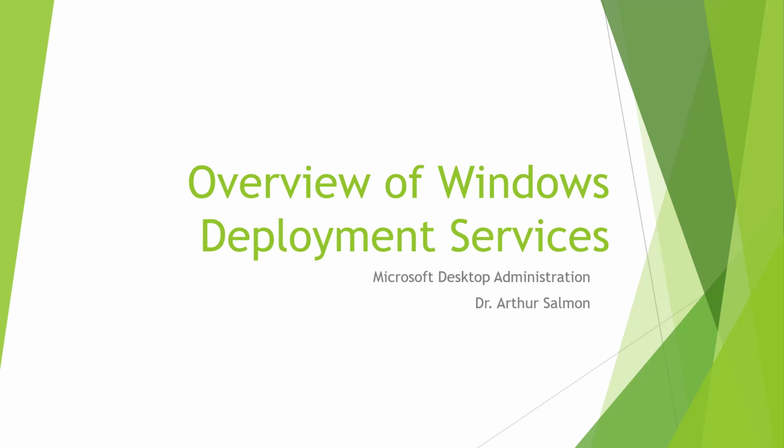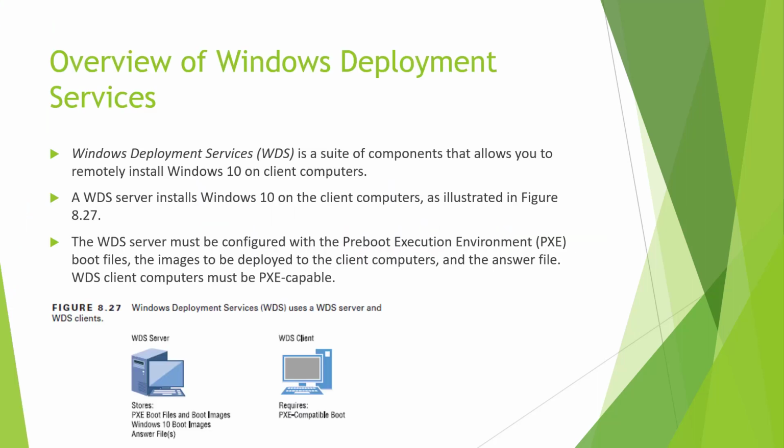Other deployment options for Microsoft include the Windows Deployment Services. So this is known as the WDS, and it's a suite of components that allow you to remotely install Windows 10 on machines. The WDS server typically will install on a Windows server computer, and from here we can actually configure all of the boot files.